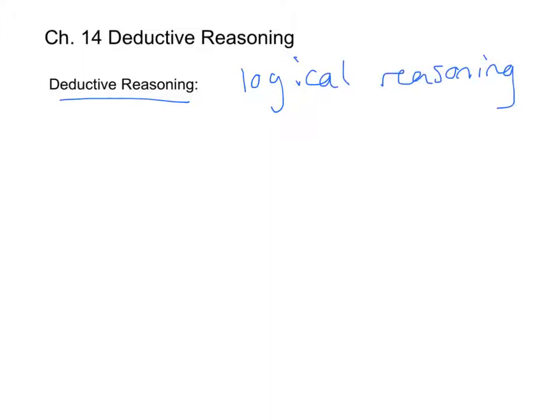And it's the process of demonstrating that if certain statements are accepted as true, then other statements can be shown to follow from them. So essentially, if we have a statement and we say that this is true, then another statement can be shown to also be true.